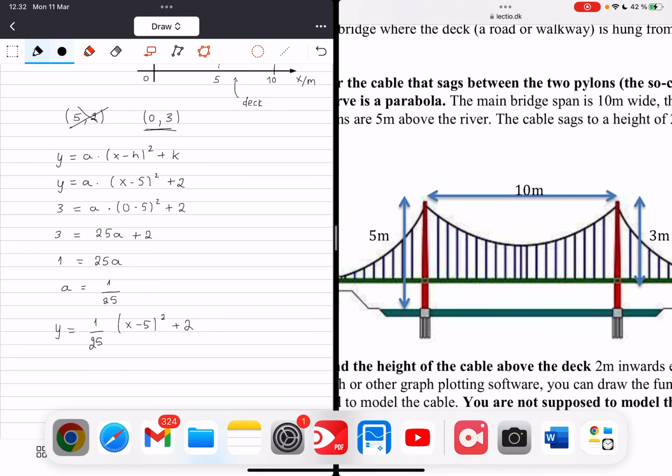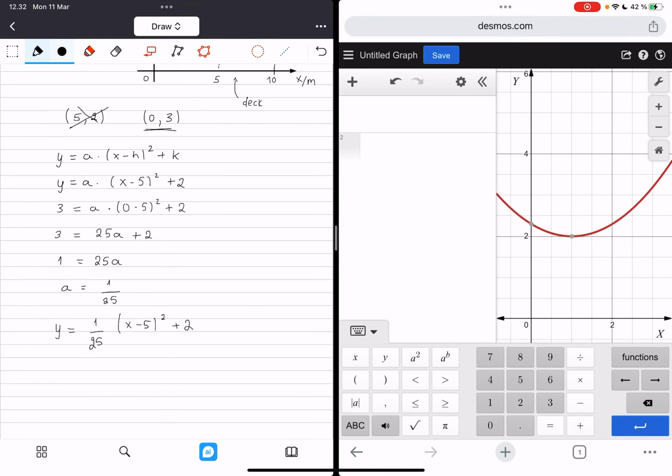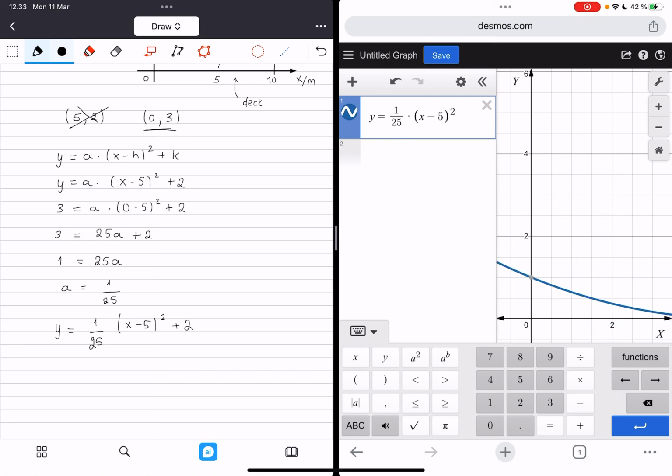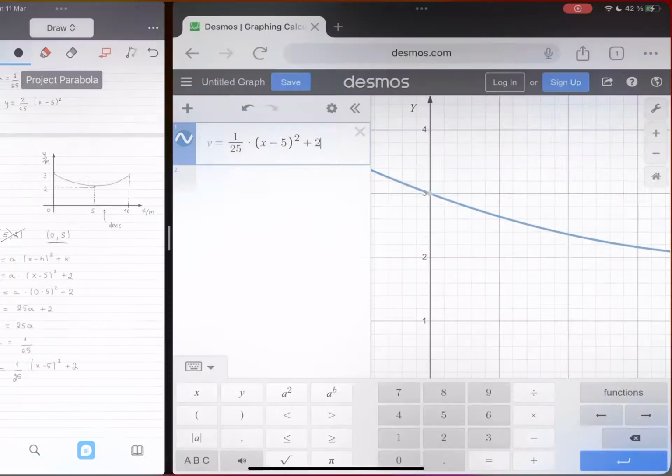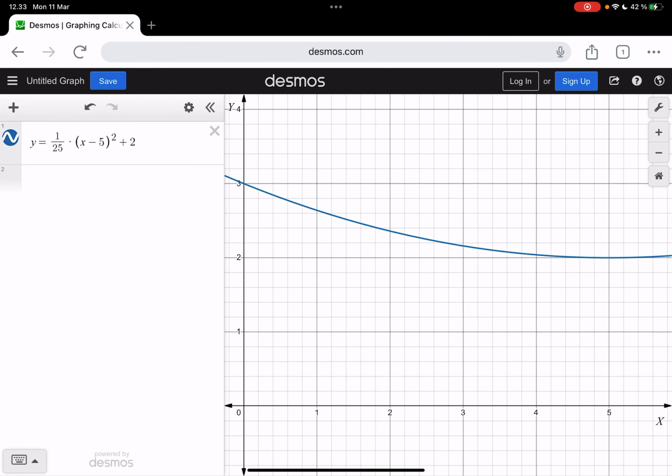But let's see how it looks. So you open your Desmos, and you're going to have to enter it there. So y equals 1 divided by 25, times bracket x minus 5 squared plus 2. And let's have a full picture here. That's how it's going to look like.